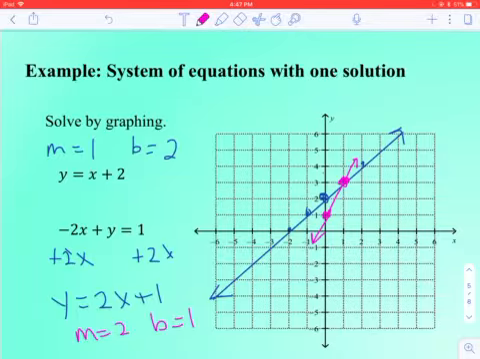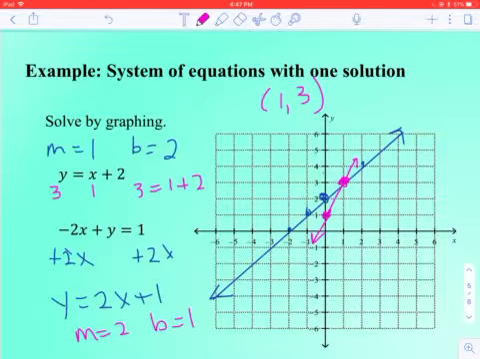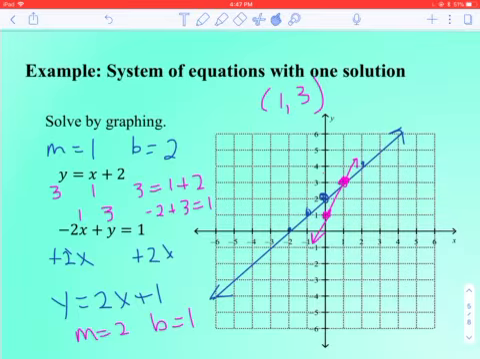The solution is an ordered pair, so I look at that ordered pair, and it is 1, 3. Now, you can check your solution. If you put in x is 1 and y is 3, does 3 equal 1 plus 2? And it does. And then x is 1, y is 3. That gives me negative 2 plus 3 is equal to 1. So then I know I have the correct solution.